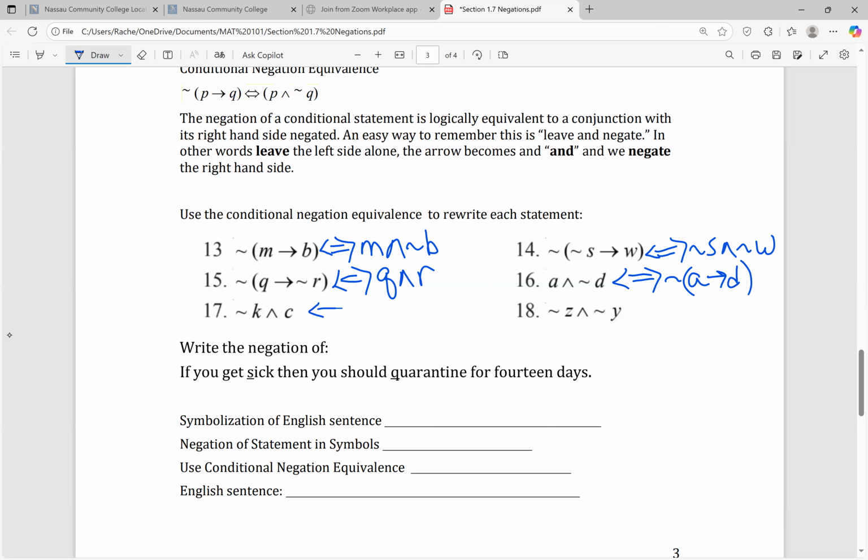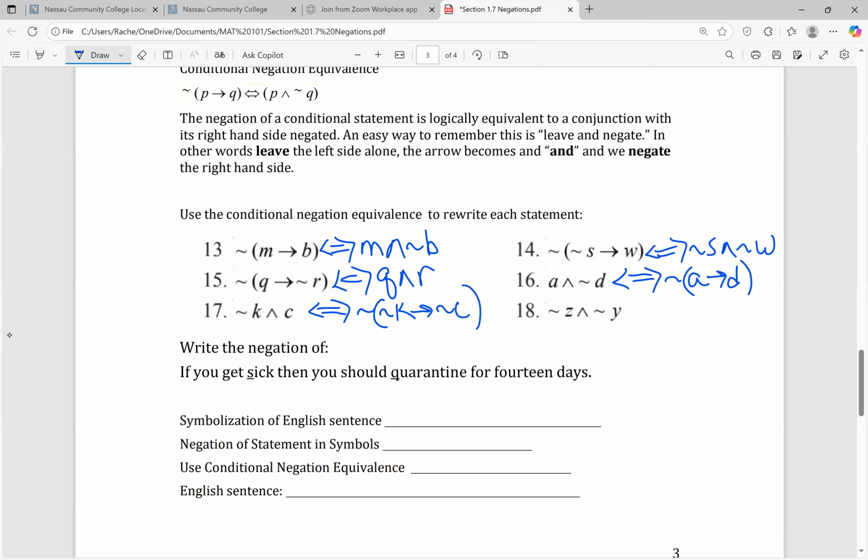Let's do the same thing for number 17. So what conditional did we have to negate to end up with not K and C? So leave and negate, right? The left-hand side never changed, so it was not K. And then it becomes a conditional because we were figuring out what conditional did we have to negate to get this end statement. And we negated the right-hand side to end up with C. So what's the negation of C? It's not C. So we're negating not K implies not C.